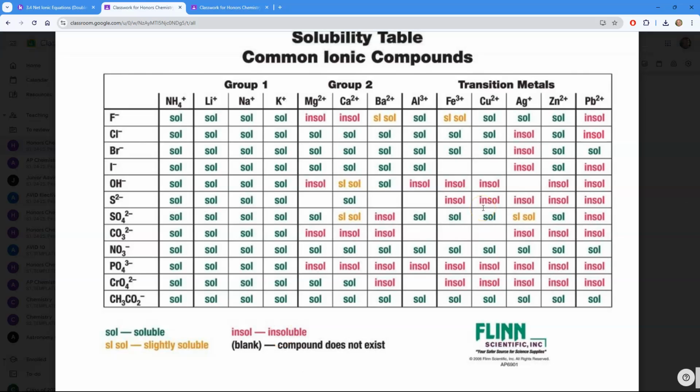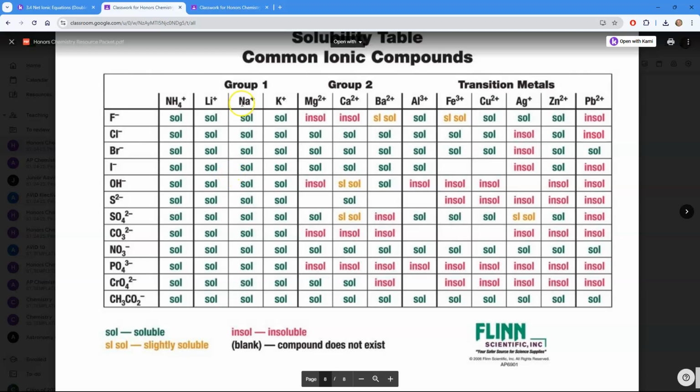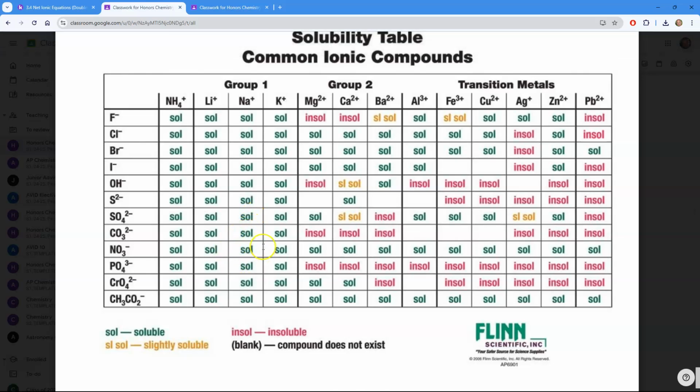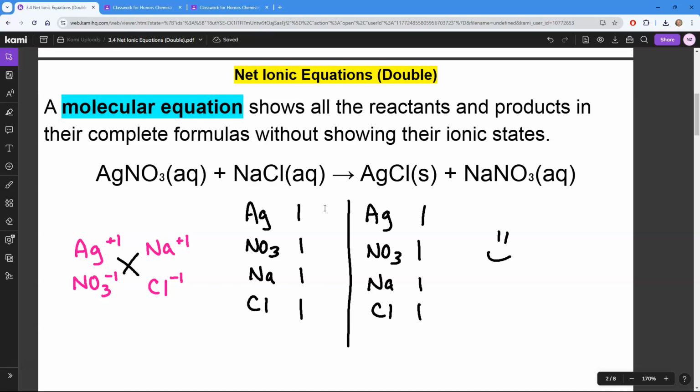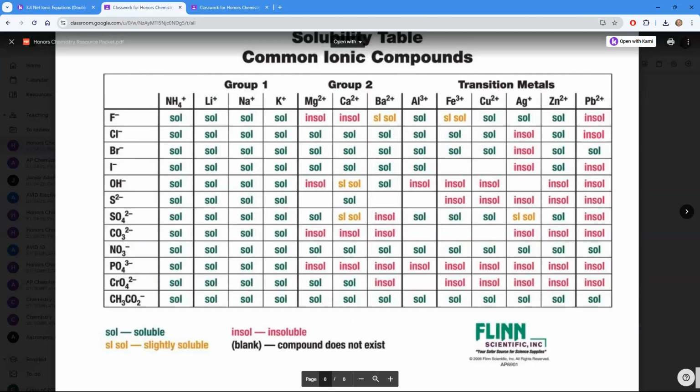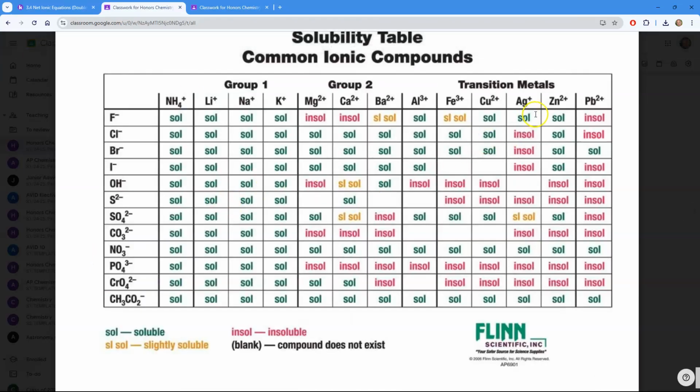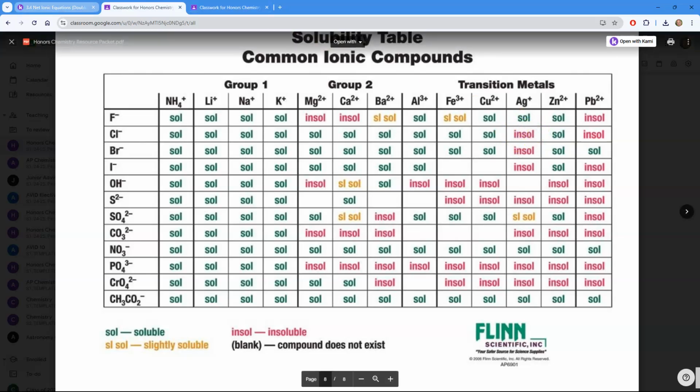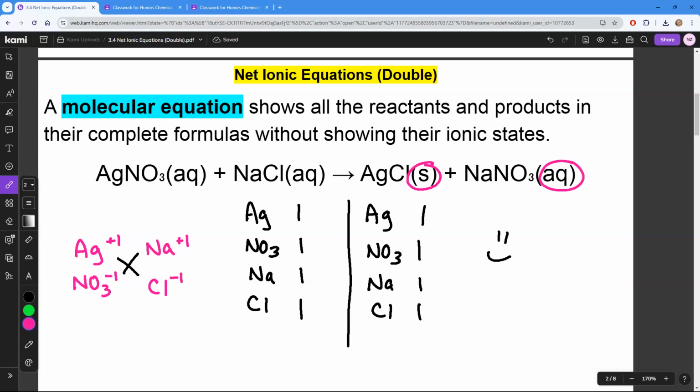So this is the official Flynn Scientific Solubility Table that we use. So the last species in our reaction was sodium nitrate. To find that, I would have gone to sodium right here, and I would have gone down to nitrate. SOL means that it is soluble, and we represent that by writing aqueous. Okay, now silver chloride, AgCl, was insoluble, so we represented that with an S for solid. So when we're writing out our molecular equations, we want to include the states of matter because those are going to be important when we do our net ionic equations.